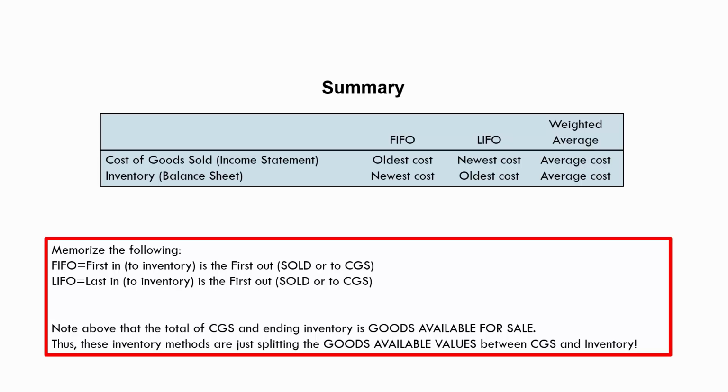So, to summarize the two methods then, when we do FIFO, our cost of goods sold is the oldest cost, which means our balance sheet ends up with our newest cost. And with LIFO, cost of goods sold comes from the newest stuff we bought, and our inventory is the older stuff. The weighted average just averages everything over all the products which are sold.